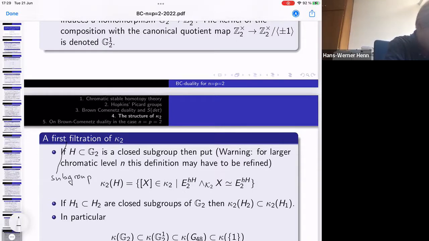There's a warning for large chromatic level. One could try to give a similar definition, but in the process of writing this paper, we discovered that things can become subtle. So there's just a warning that for large chromatic level, this definition should be refined. The obvious observation is if H1 is a closed subgroup of H2, then kappa 2 of H2 is contained in kappa 2 of H1.